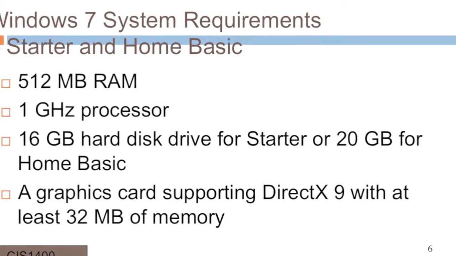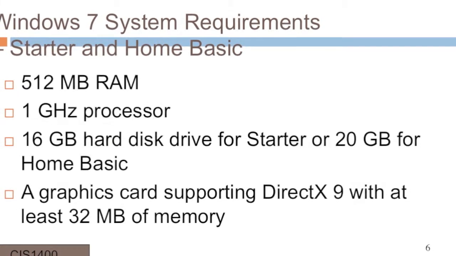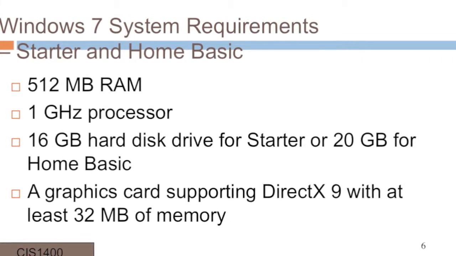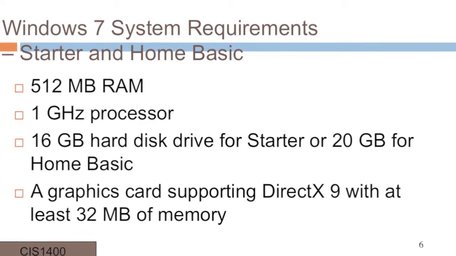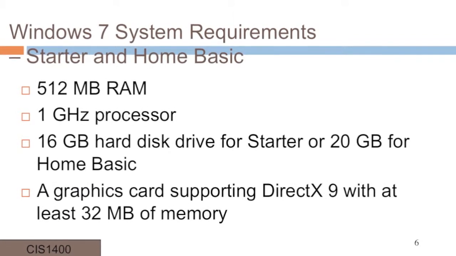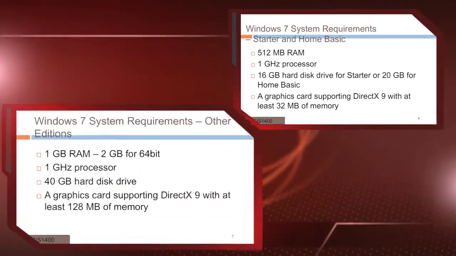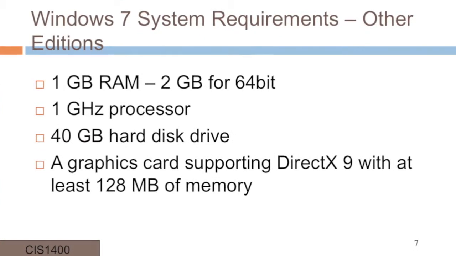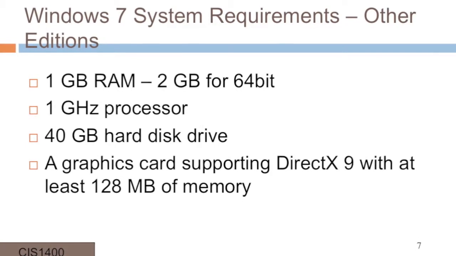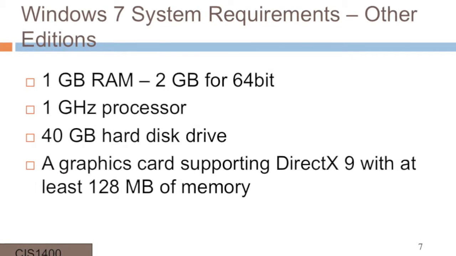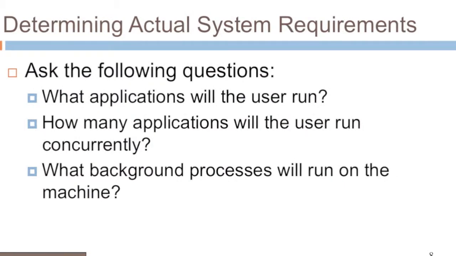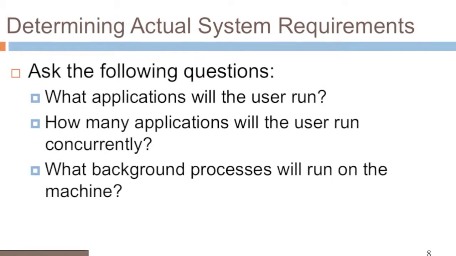Windows 7 Starter and Home Basic have very basic hardware requirements: 512 megabytes of RAM, a 1 gigahertz processor, 16 gigabytes of hard drive space for Starter, and 20 gigabytes of hard drive space for Home Basic. You need a graphics card that's capable of supporting DirectX 9 with at least 32 megabytes of memory. For the other editions of Windows 7, you need 1 gigabyte of RAM for 32-bit, 2 gigabytes of RAM for 64-bit, a 1 gigahertz processor, a 40 gigabyte hard disk drive, and a graphics card capable of supporting DirectX with 128 megabytes of memory.